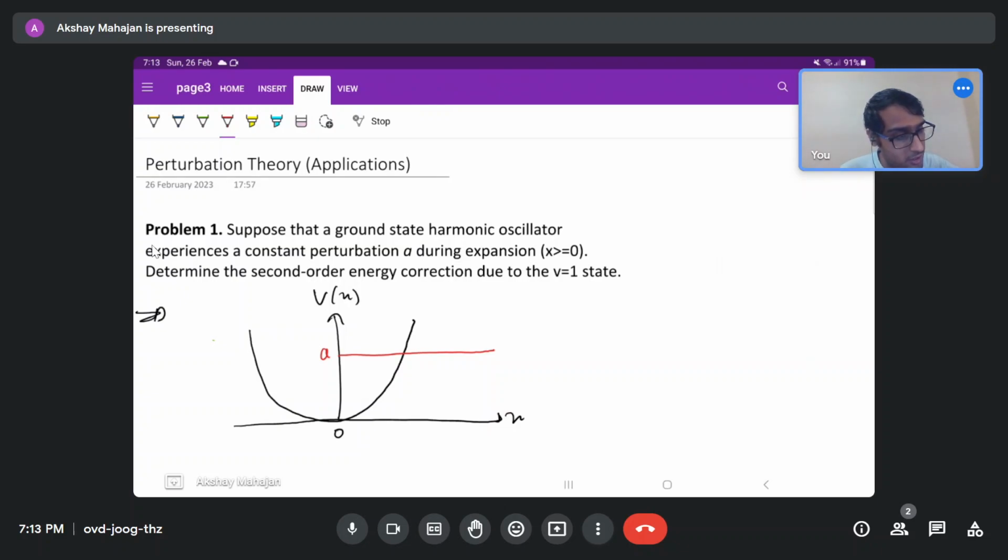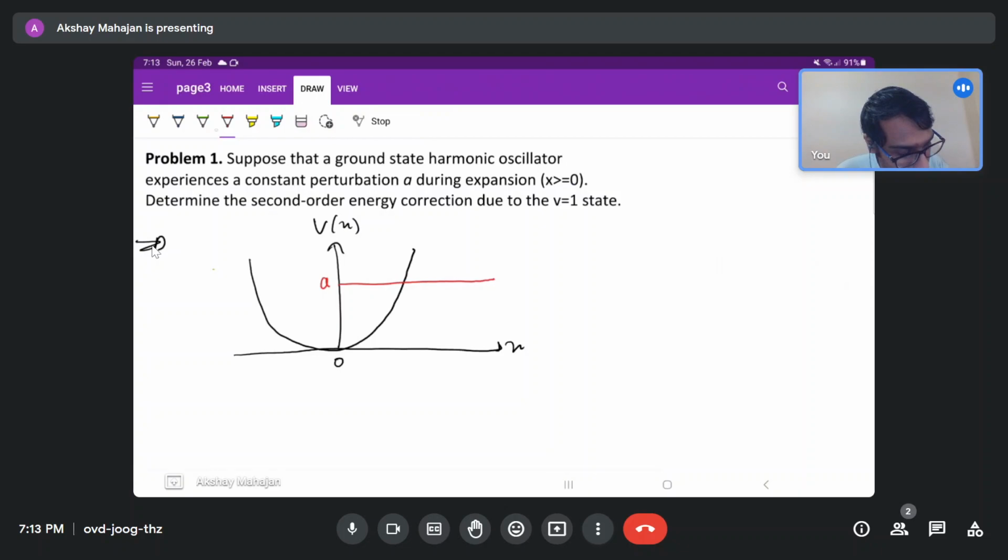All right. So our H cap naught we already know what it is. Let's just write our H cap naught. H cap naught is equal to minus h bar square by 2m del square by del x square, or you can write it as px square by 2m plus half m omega square x square.